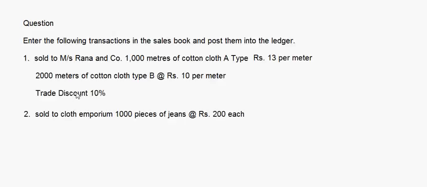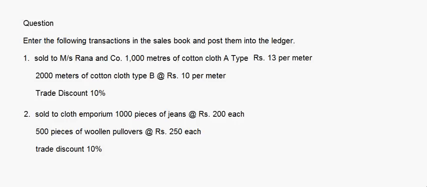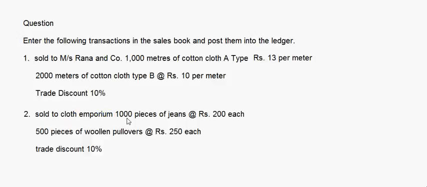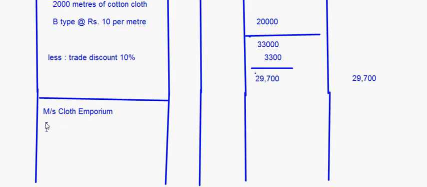Okay, here you see sold to Cloth Emporium. So here you can draw a line after this, like this, right? And here you write Cloth Emporium. Now they have sold 1000 pieces of jeans of rupees 200 each. So the first one is 1000 jeans of rupees 200 each, right?